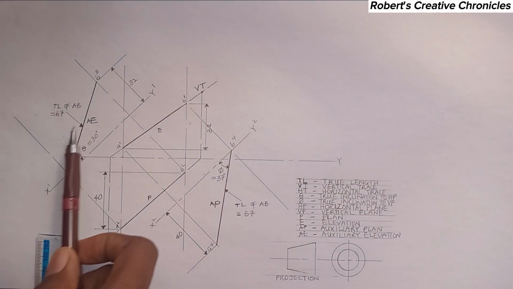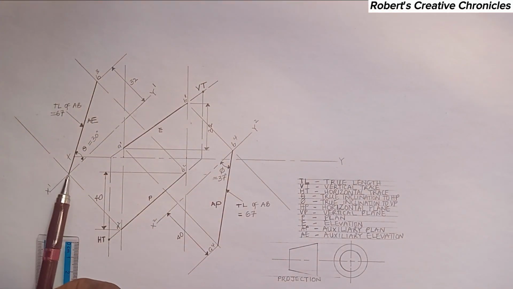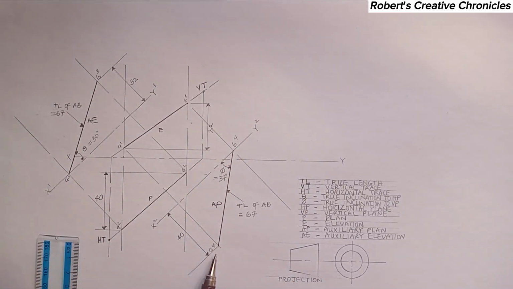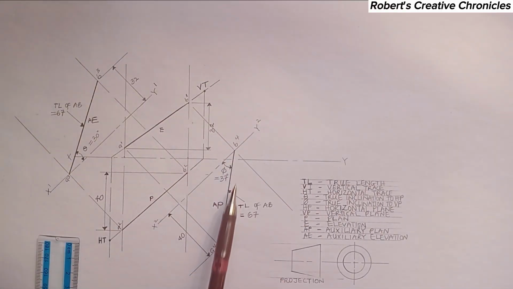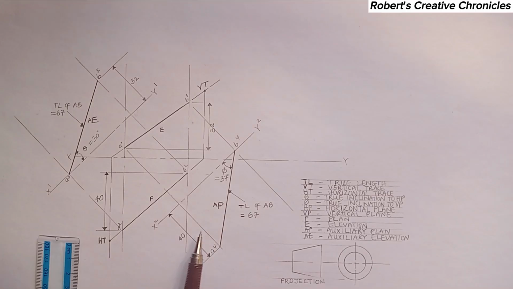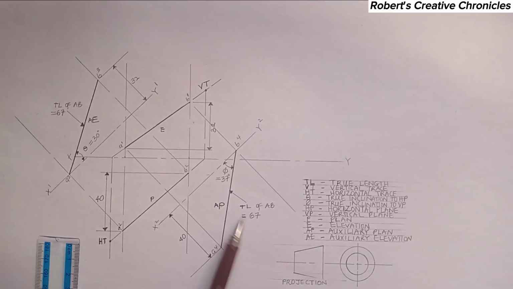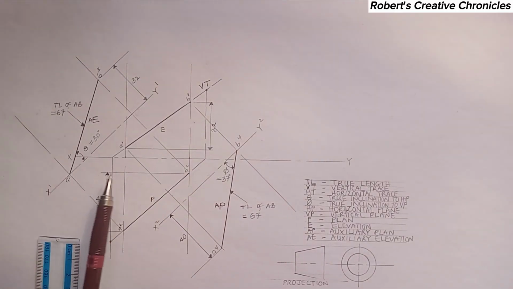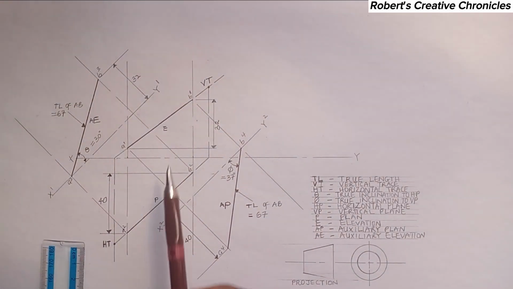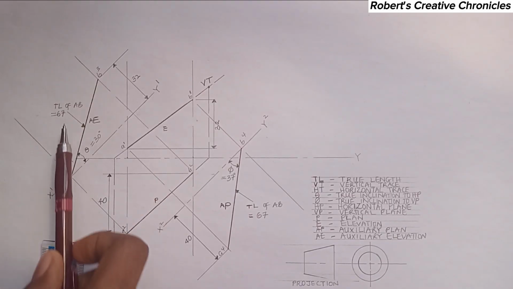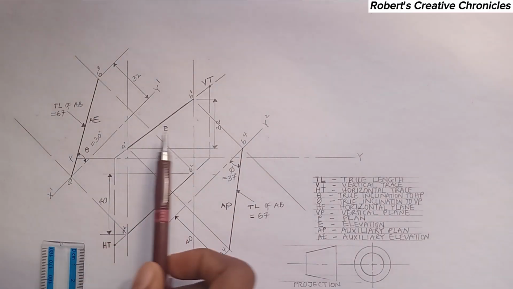So therefore, when you do this kind of solution, the true length here, AB, must be the same as the true length here. So the true length on the auxiliary elevation must be the same as the true length on the auxiliary plan. You can see that mine is equal, 67 and 67. If these two lengths are not the same, that means there's an error in your drawing.